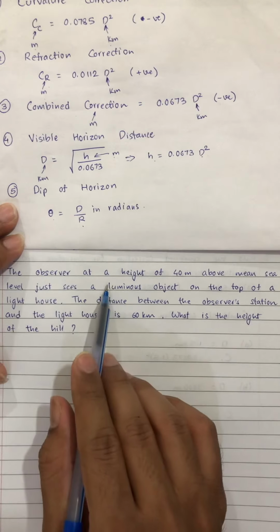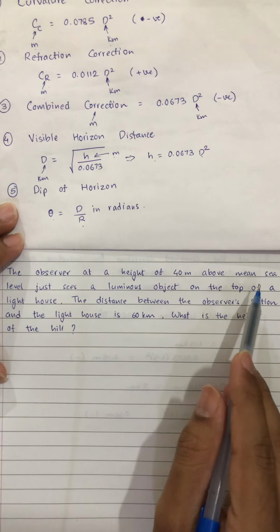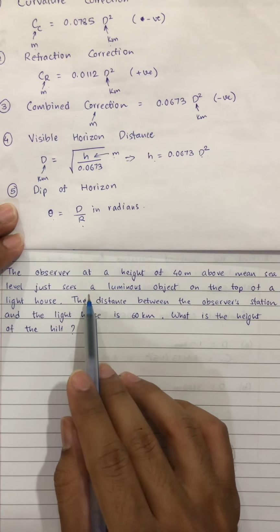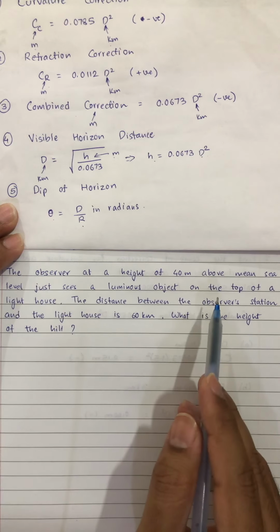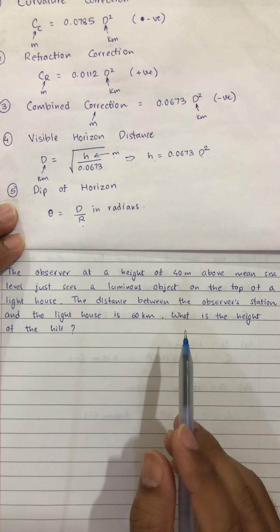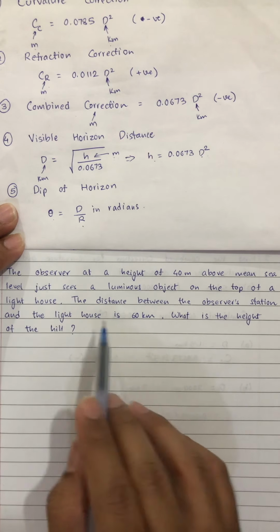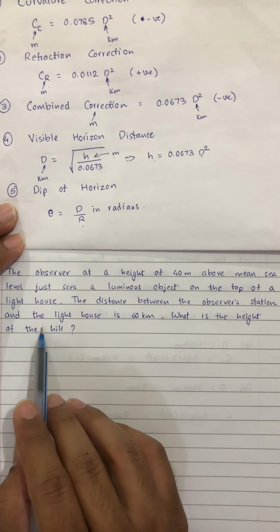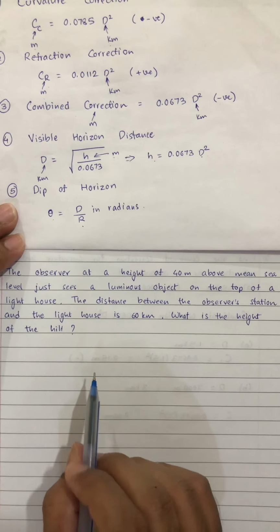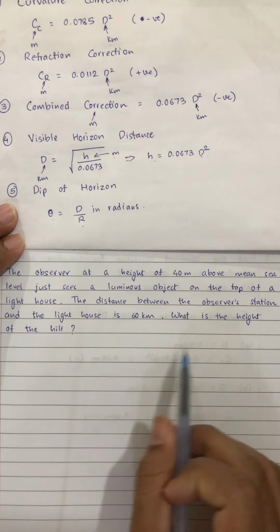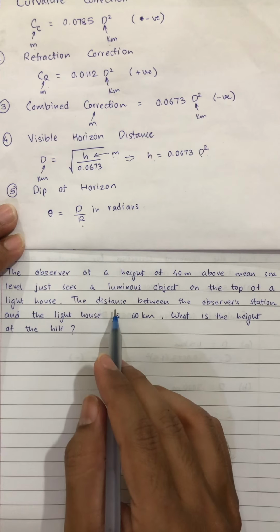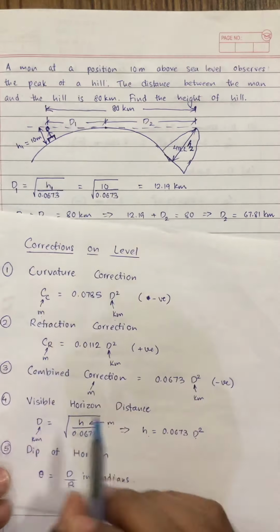The observer at a height of 40 meters above mean sea level just sees a luminous object on the top of a lighthouse. The distance between the observer station and the lighthouse is 60 kilometers. What is the height of the hill? Now this problem is similar to the previous problem.